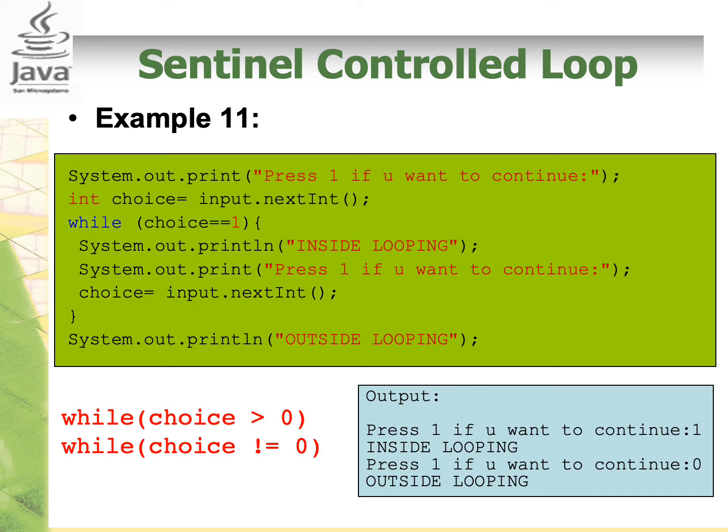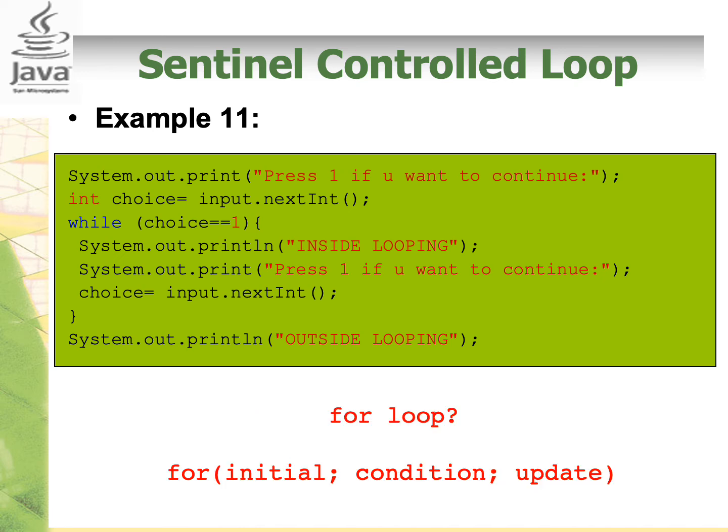We can have other conditions such as choice larger than 0, meaning that the loop will only end if the user enters negative numbers. Or we can do while choice not equal to 0, where we define that 0 means exit. We can use any values that we want as the sentinel value.